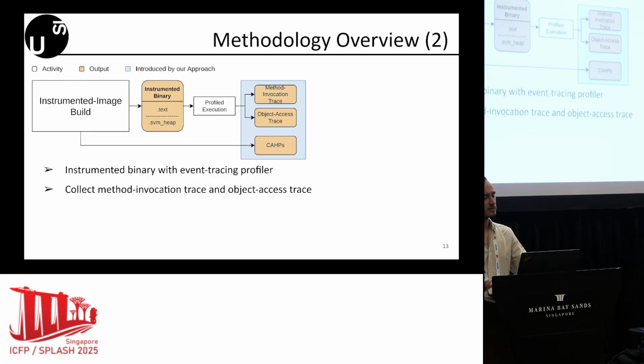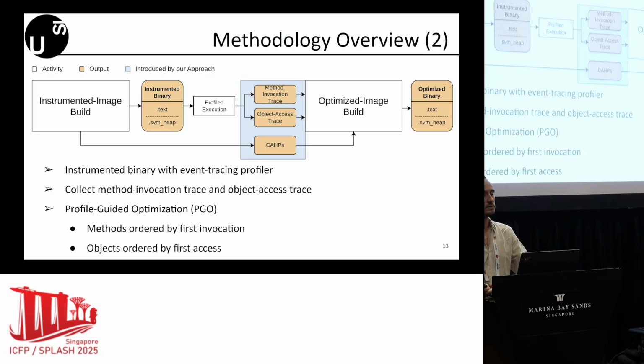We then collect a method invocation trace and an object access trace by executing the instrumented binary, and we use these traces in the optimized image build process to perform the optimizations, which is storing methods and objects based on their first invocation and access, respectively.